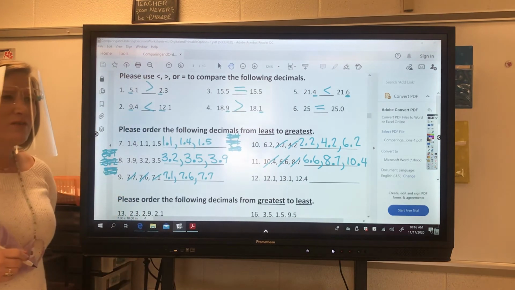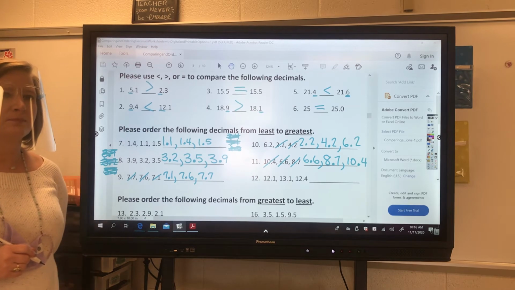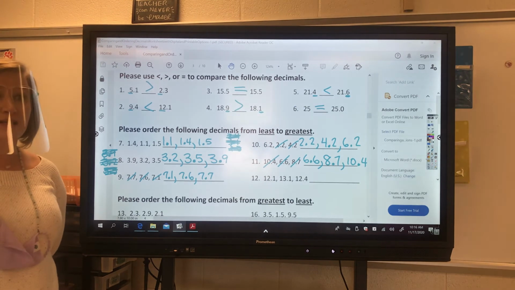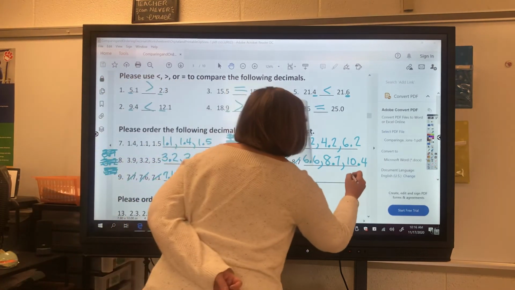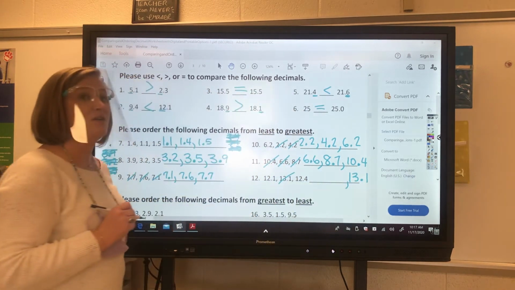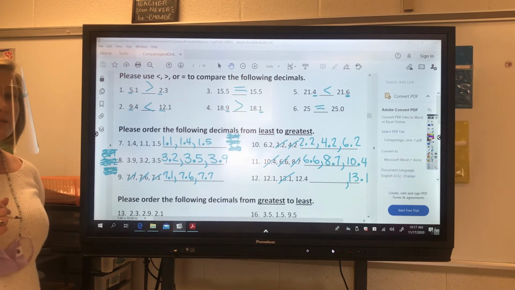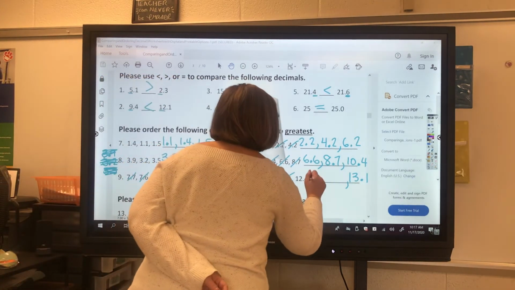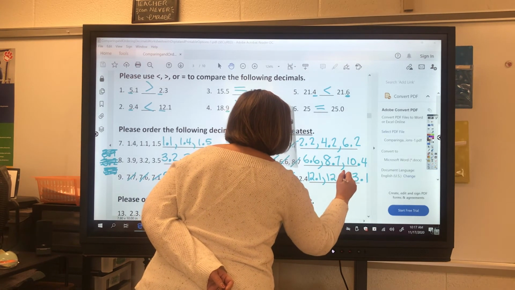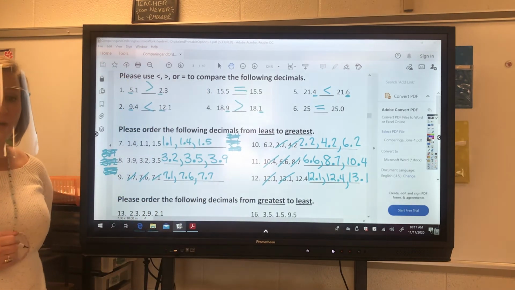Now number 12 gave you a curveball. Could you compare the ones place? What could you pick out with the ones place? The greatest. Which one's the greatest? 13. Now I've got to compare the tenths place. Which one's the smallest? 12. And which one goes in the middle? All right, make sure that you've gotten those correct on your paper, okay?